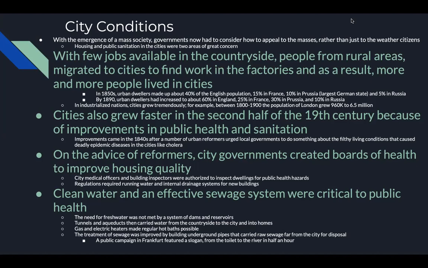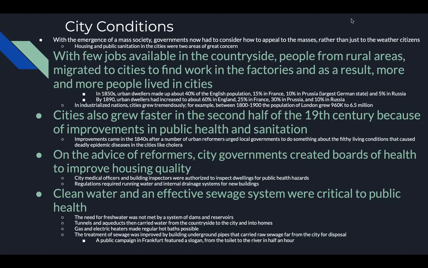That's population growth. Cities grew faster in the second half of the 19th century because of improvements in public health and sanitation. Improvements came in the 1840s after a number of urban reformers urged local governments to do something about the filthy living conditions that caused deadly diseases in cities, like cholera, or drinking unclean water. Cholera, not good.